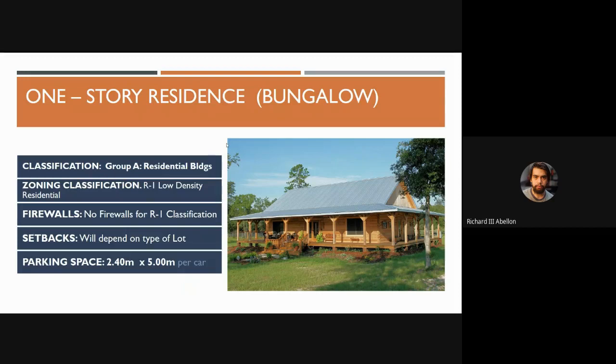So, a one-story residence is called a bungalow. So, pag na-encounter nyo yung design problem na bungalow yung type, ibig sabihin, one-story siya. One-story residence lang siya. Okay? So, it's classified under Group A, residential buildings. It is under R1. Zoning niya is R1, low density residential because one-story building lang siya. Firewalls, no firewalls for R1.